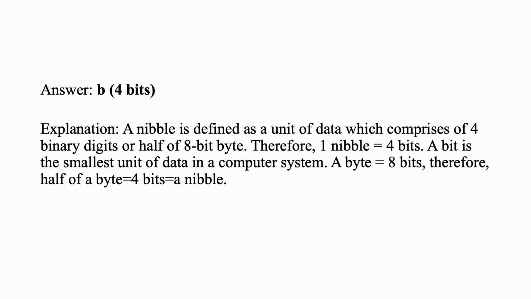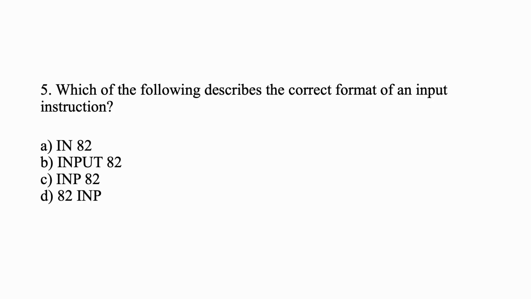Okay. So a nibble is defined as a unit of data which comprises 4 binary digits or half of an 8-bit byte. Therefore, a nibble is equal to 4 bits. A bit is the smallest unit of data in a computer. A byte is equal to 8 bits and half of a byte is equal to 4 bits, that is equal to a nibble. Next question is, which of the following describes the correct format of an input instruction?